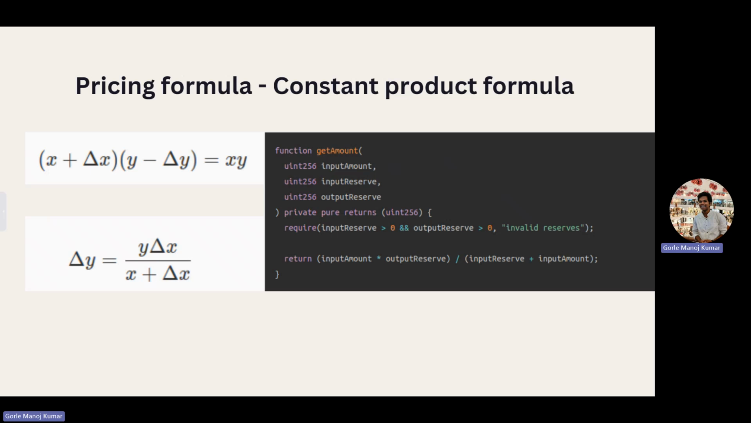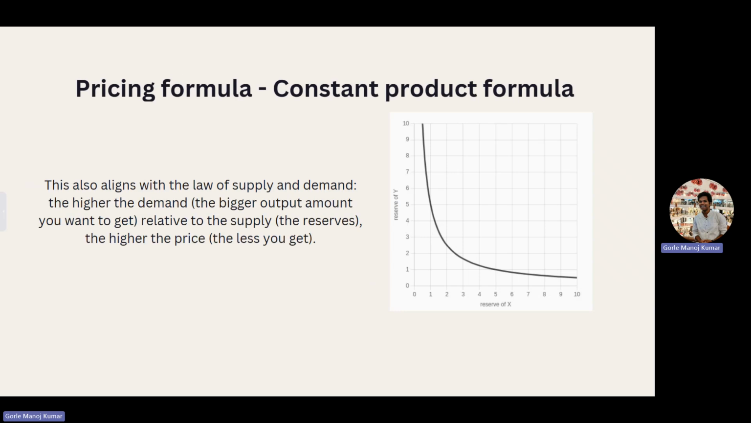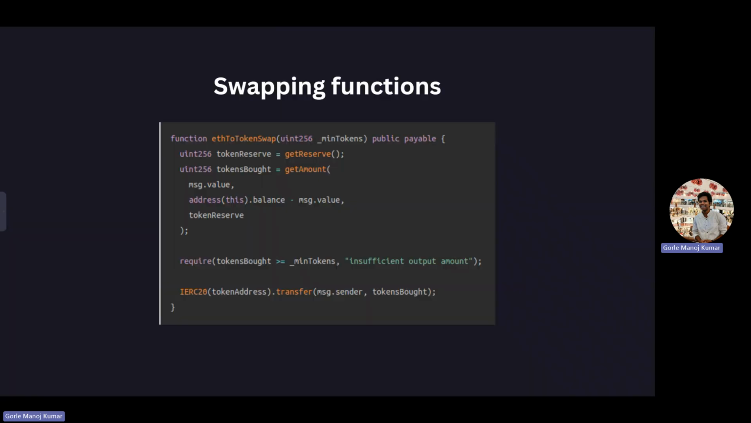समझ रहे हो क्या हो रहा है यहाँ पे? ठीक है. All faces are looking confused, so बता देना. And then what we do is, same thing we are doing here. First, we have the input reserve.